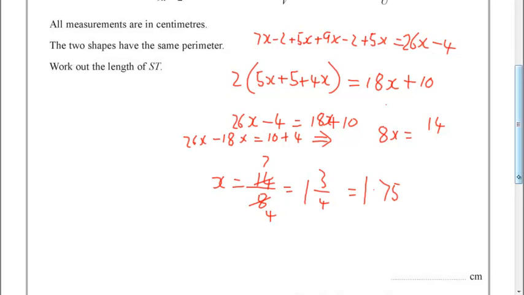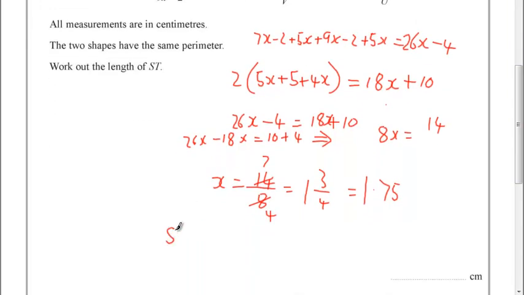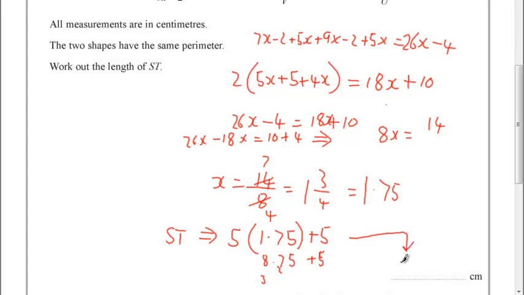And what was our ST again? 5x plus 5. So multiply this out, 5 5s are 25, 5 7s are 35, 5 1s are 5, 6 7 8, 8.75 plus 5, our answer must be 13.75.